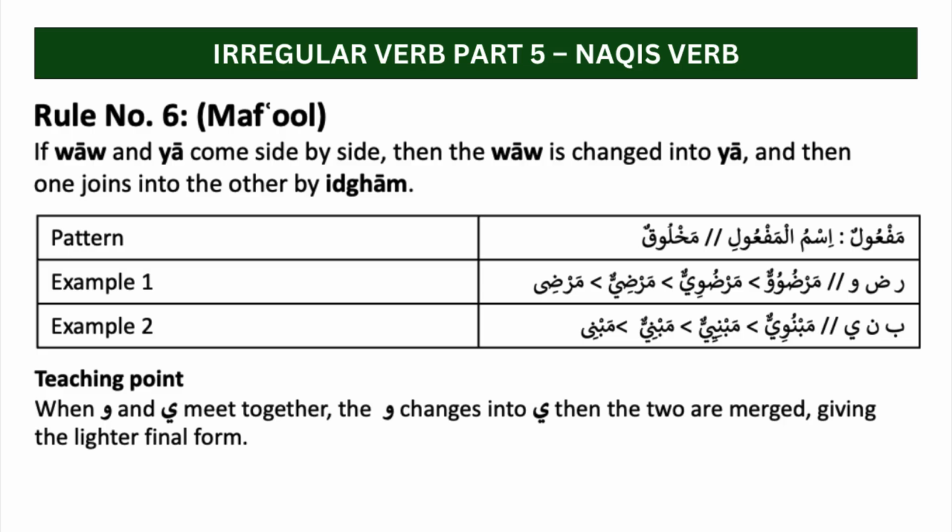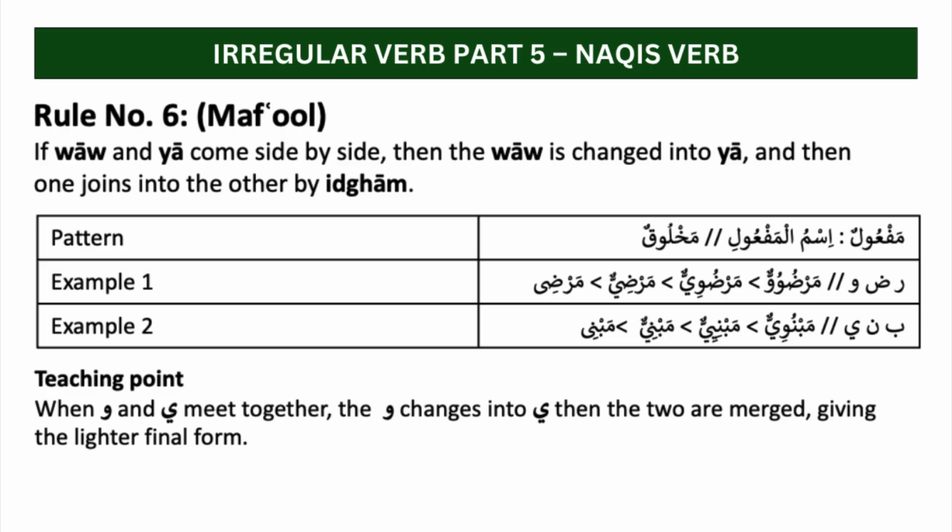In example 1, the root is ra-dwad waw, making the verb radia. The word goes through stages until it reaches the lighter settled form ma-dy. So the key point is this. The meeting of waw and ya creates heaviness. Then tabdil happens. Waw changes into ya. And after that, idgham gives the lighter final form.